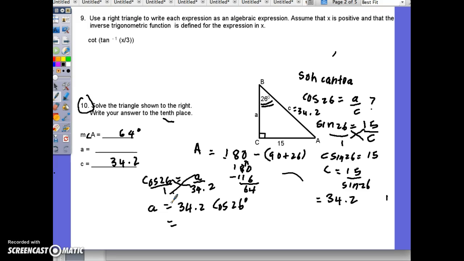So that would give us 34.2. Back to our calculators now. 34.2 times 26 cosine. I put the angle in first for mine. Most likely for yours, you'll put the cosine and then 26 in. My calculator is not as fancy as yours maybe. So it's 30.7. I hope you can confirm that. 30.7 for A.